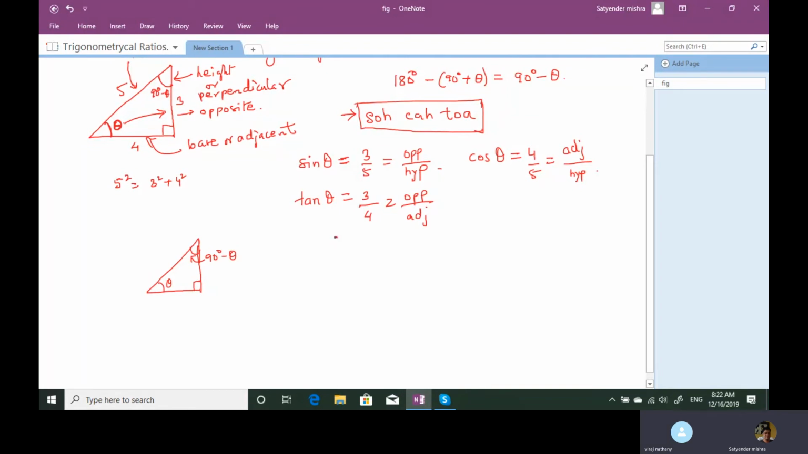Now we have another triangle. This angle is 90 degree, and this angle is theta.